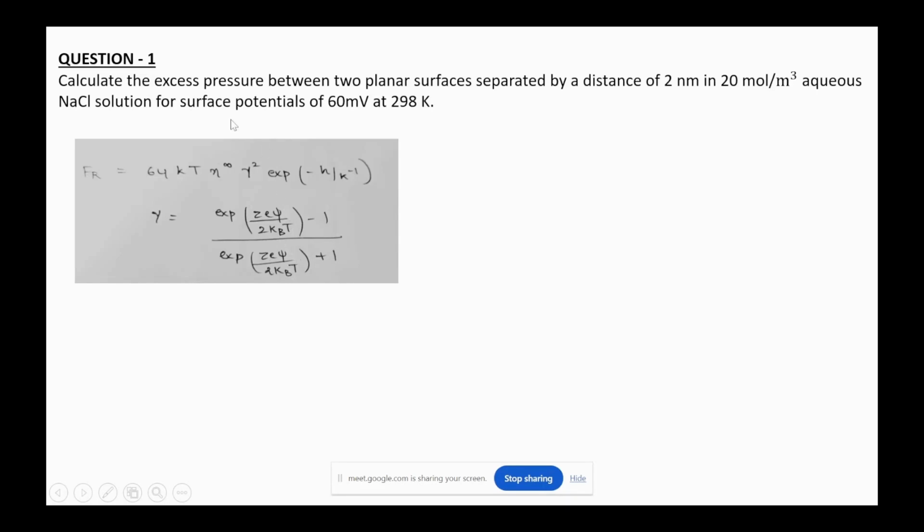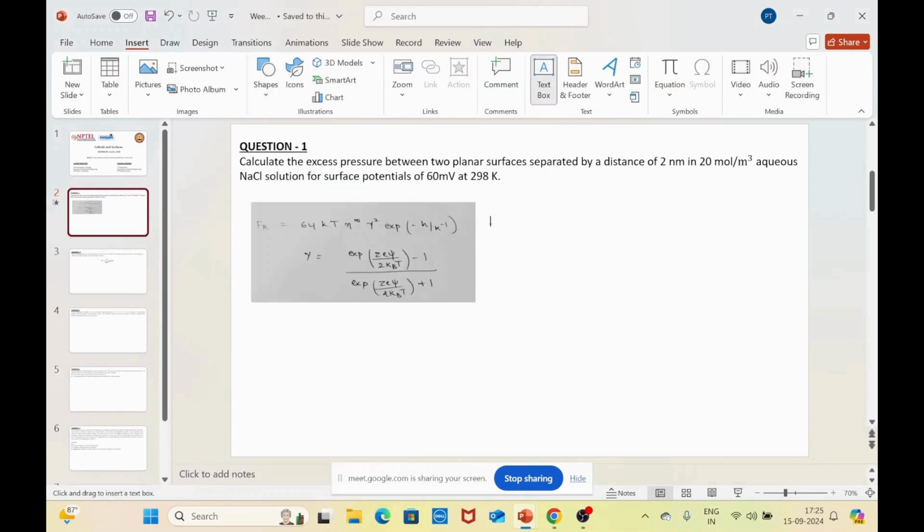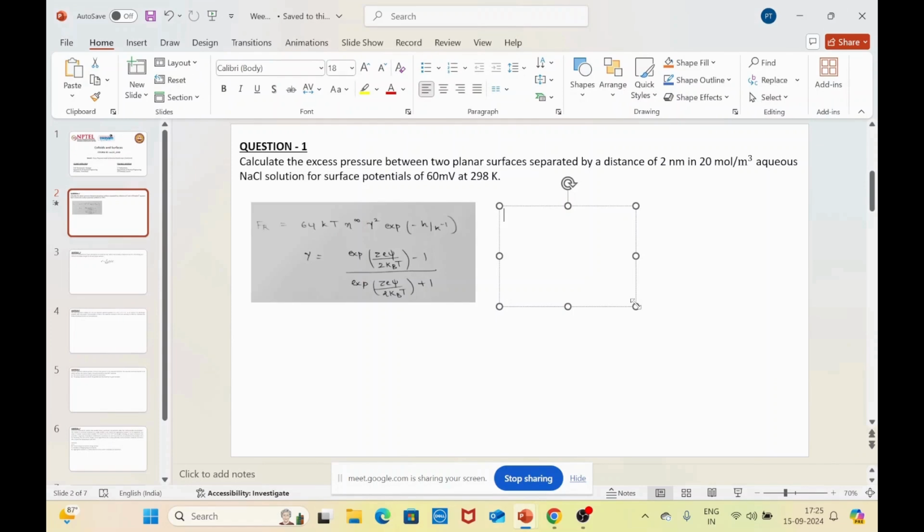You are given an NaCl solution. So what will be the value of z? The value of z is 1, both for cation and anion. For cation it will be plus 1, Na plus, and for anion it will be minus 1, Cl minus.